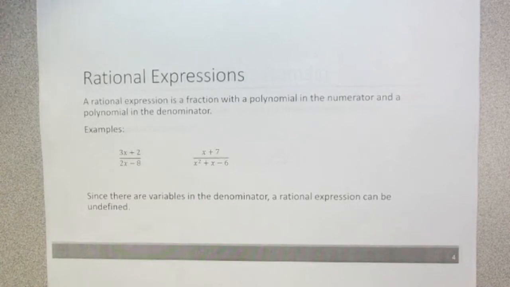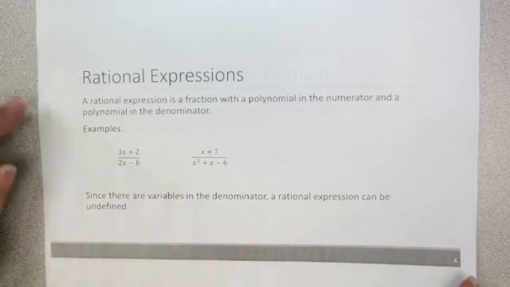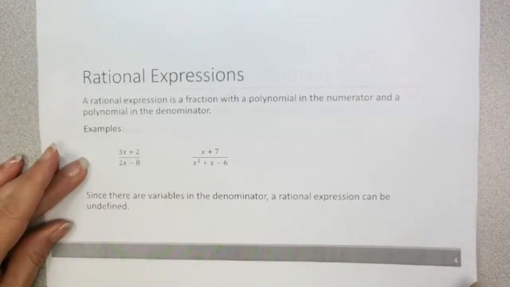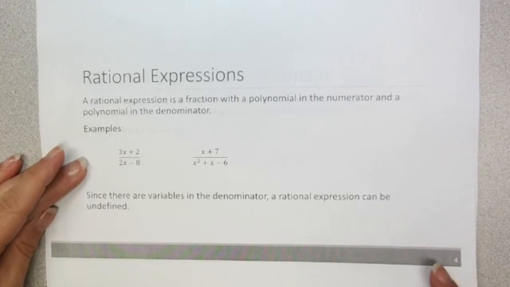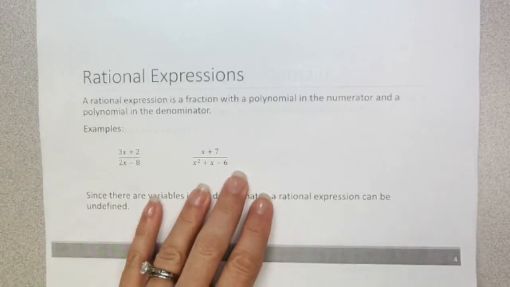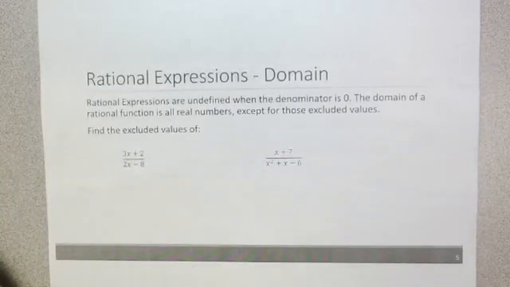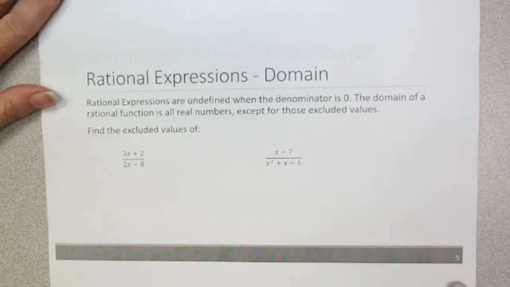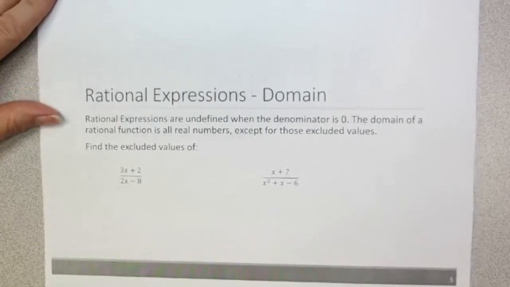So with rational expressions, since we have variables in the denominator, there's the possibility that the value of that denominator could end up being 0. And if that happens, we have an undefined expression. When we're dealing with functions, we do not want undefined values. We do not want to ever divide by 0. So for that reason, the domain is very important with rational expressions. We need to make sure that we exclude any values from the domain that result in a 0 denominator.